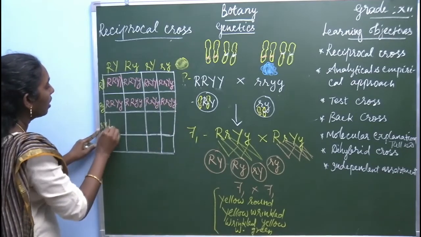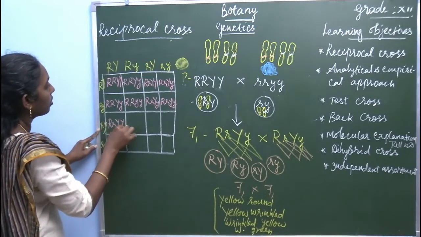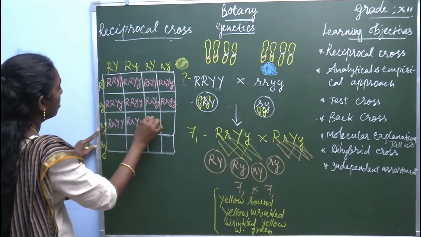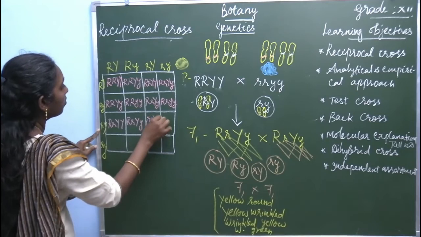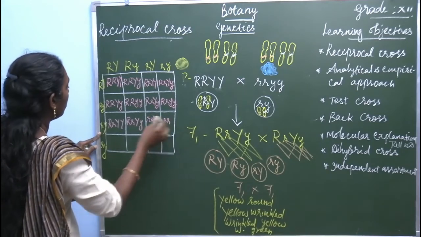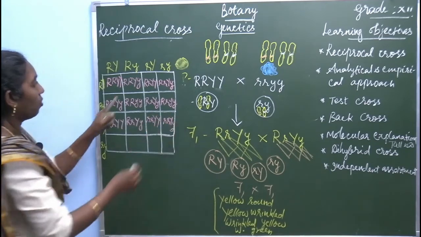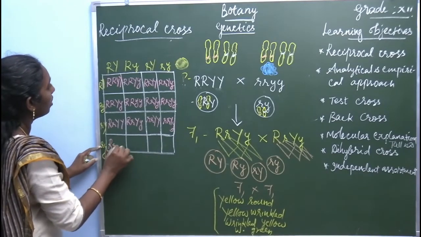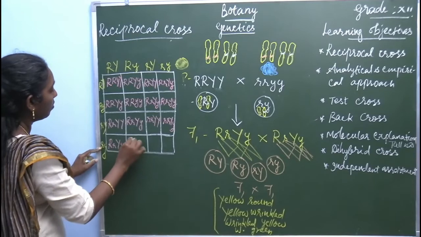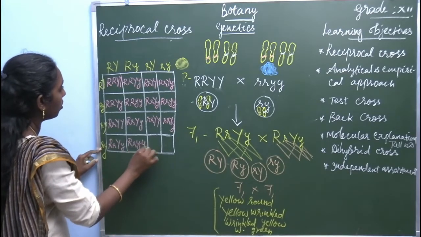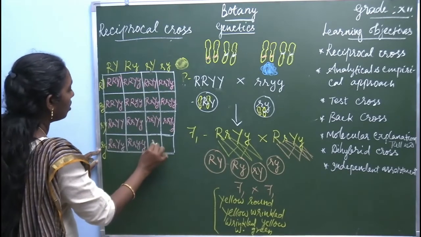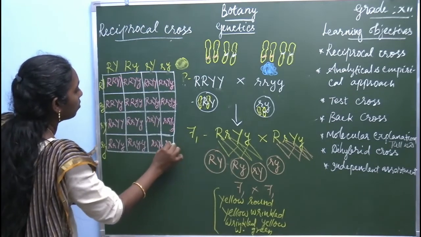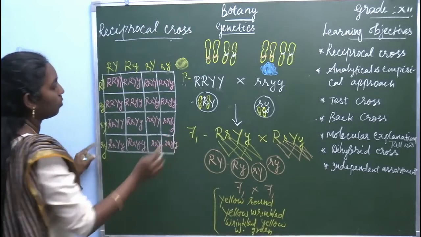And here capital R, small r, capital Y, capital Y, capital R, small r, capital Y, small y, small r, capital Y, small r, capital Y, small y. Then last, capital R, capital Y, small y, capital R, small y, small y. Here, small r, capital Y, small y, and small r, small y, small y.